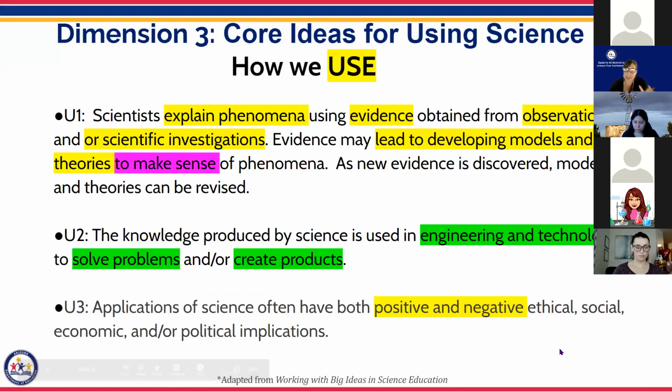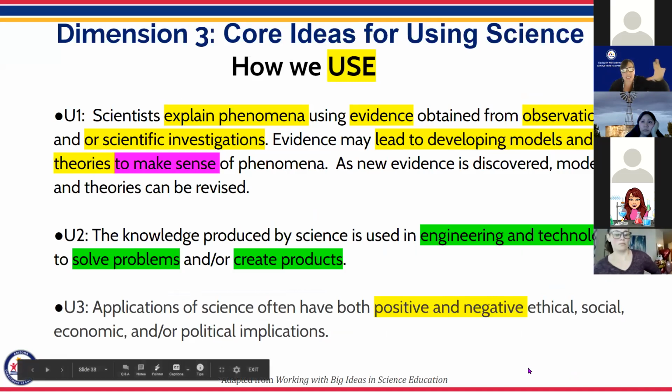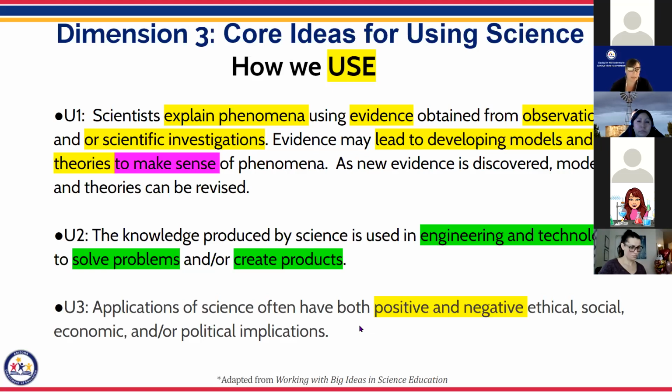Okay, and then we have something else that goes with our third dimension. So we actually have two buckets of core ideas. We have core ideas of knowing content, core ideas of using. So think of like nature of science stuff. This is how we use the science to do something. So what are we doing? So we have something called U1, U2, and U3. I'm going to give you a minute to read over it. I just highlighted a couple things that really pop out. So I'll give you 30 seconds to read this.